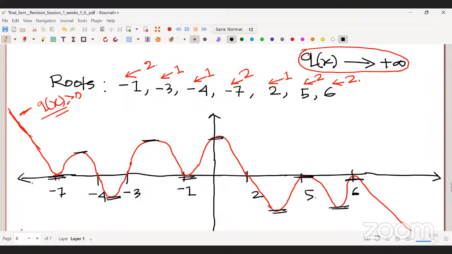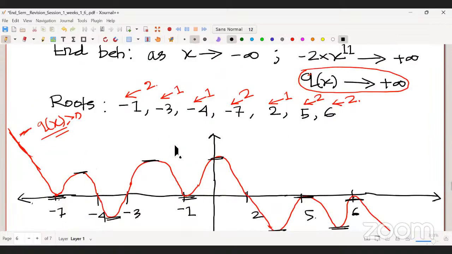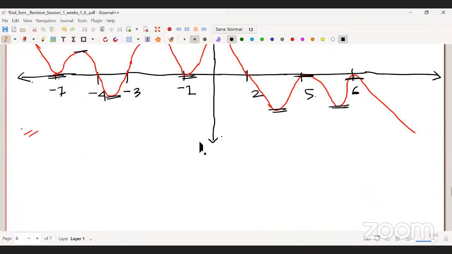Any doubt from this part? Yes, sir, one doubt about the end behavior. I want to ask one thing, sir. If we have to find the end behavior of the left side, and the leading coefficient is positive, like if it is x to the power 11, then it will go to minus infinity.